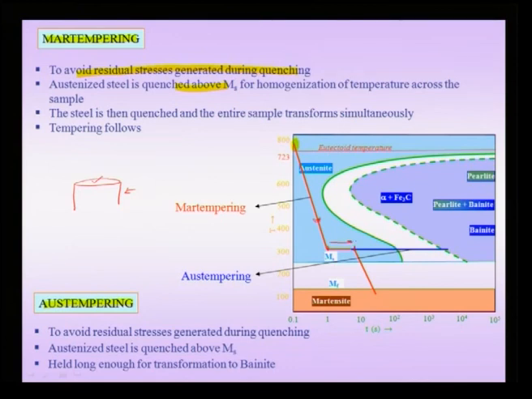So, after this temperature homogenization hold, which is from here to here, so that my entire sample is now homogenized at temperature, and now of course, the sample itself is pretty cool, and from here I quench now to cross the martensite start and martensite finish lines, so that finally I produce a martensite uniformly across. And this is important because the steel is now quenched such that the entire sample transforms simultaneously.